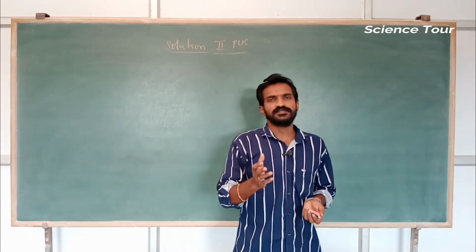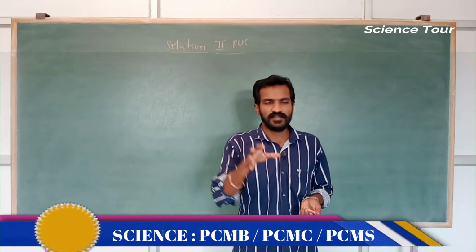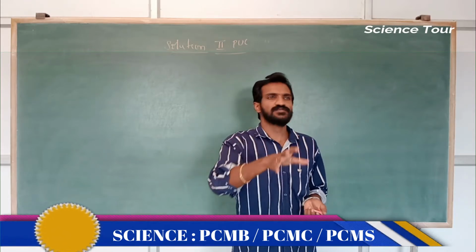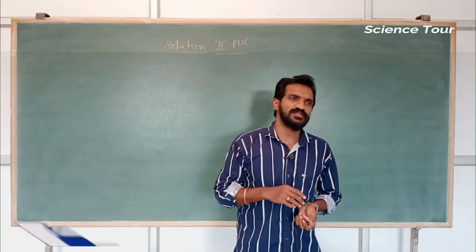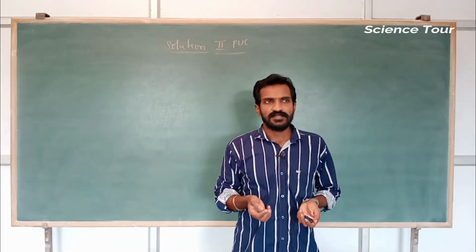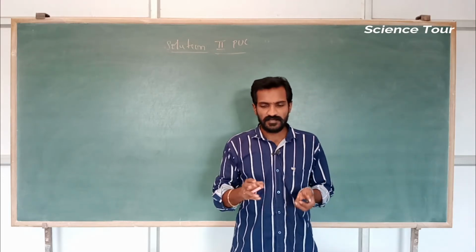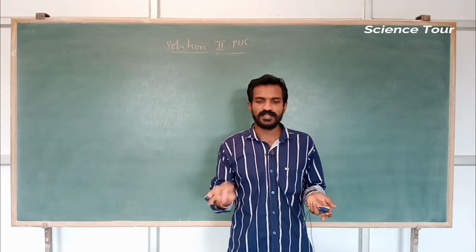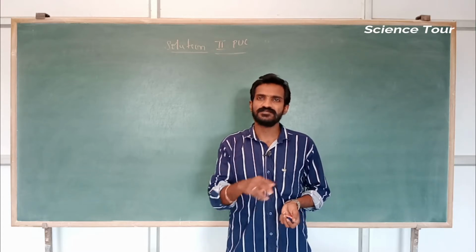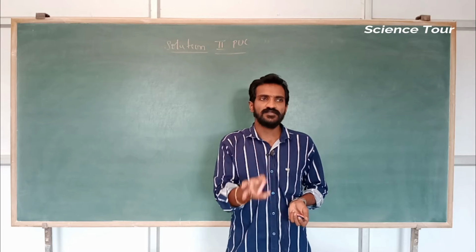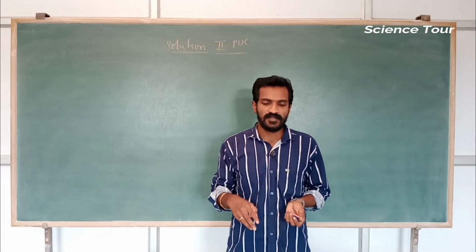My dear students, two types of solution we have discussed already. Particularly, we studied homogeneous solution and heterogeneous solution. In homogeneous solution, mainly there is uniformity between the two components. That means once you mix the solute and solvent, it is homogeneous. You cannot separate it. The entire solution has a uniform number of molecules. Correct?